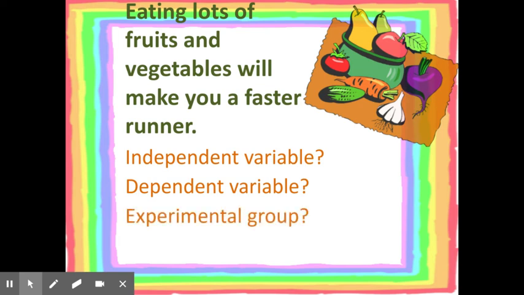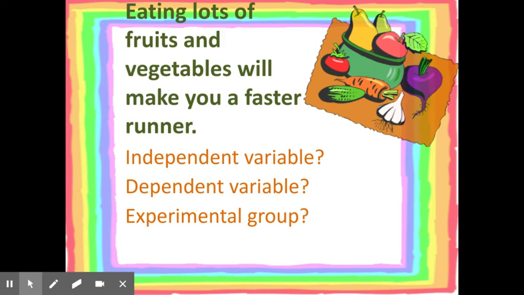What would be an experimental group in this? I had to think about that one, didn't you? So the experimental group in this one would be the people who are actually eating the fruits and vegetables. And then if you had a control group, you would have people who eat, not necessarily less, but like an average amount of fruits and vegetables versus lots.